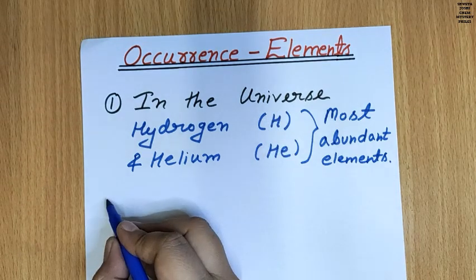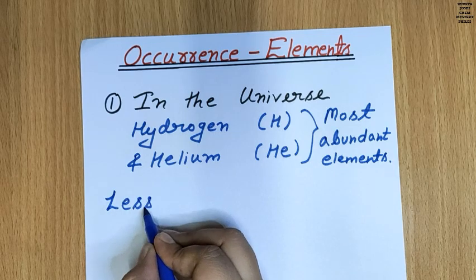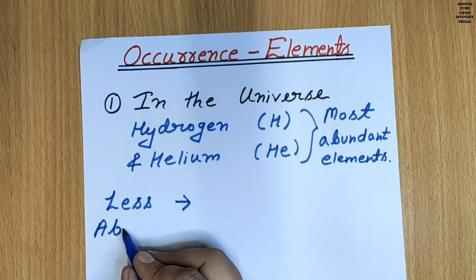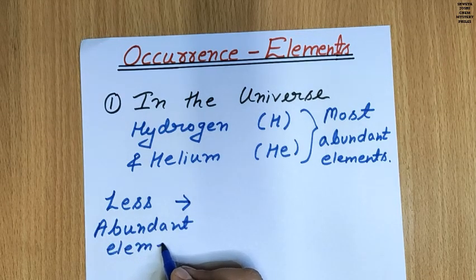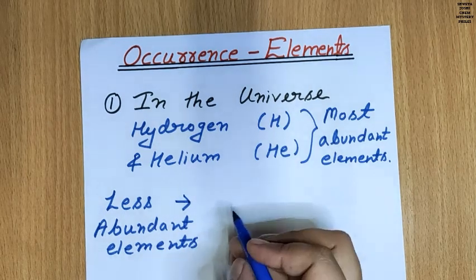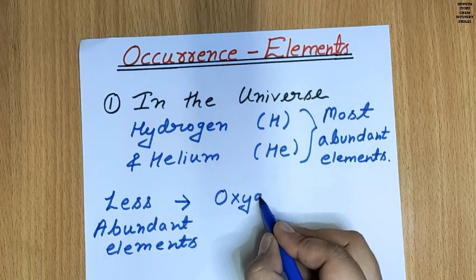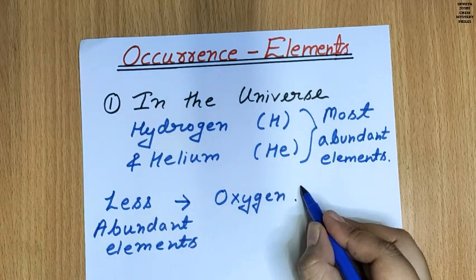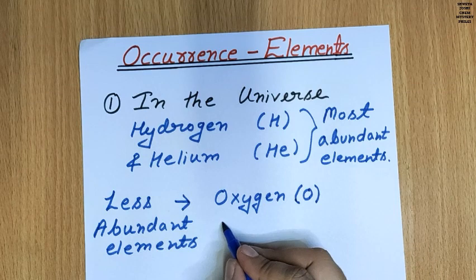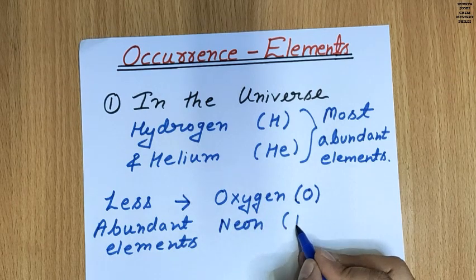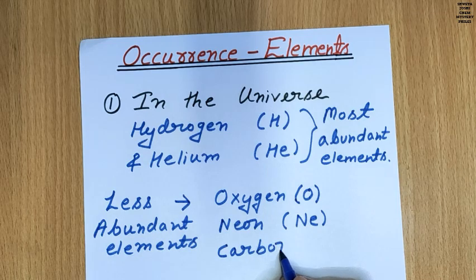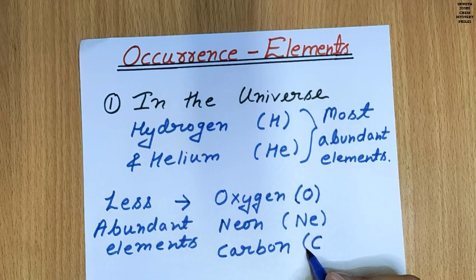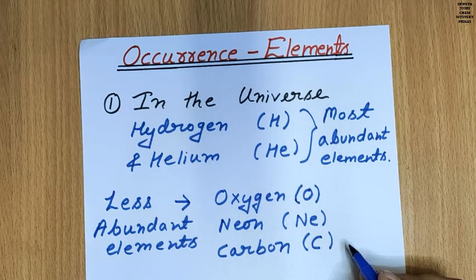And less abundant elements are oxygen, neon, carbon, etc. Less abundant elements are what? Oxygen, symbol for oxygen is O. Neon, symbol for it is Ne. Carbon, symbol for carbon is C, etc. These are less abundant elements in the universe.